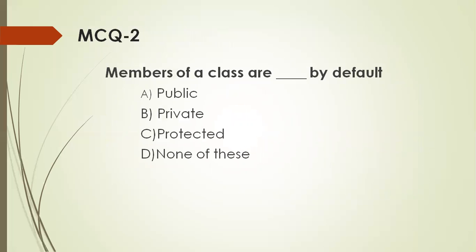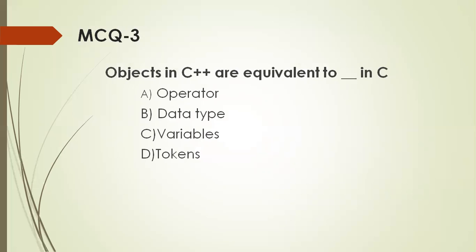Members of a class are dash by default. All the members of a class by default are always private. So B. Objects in C++ are equivalent to dash in C. Data type is equal to class. Objects are equal to variables. The correct answer is C.